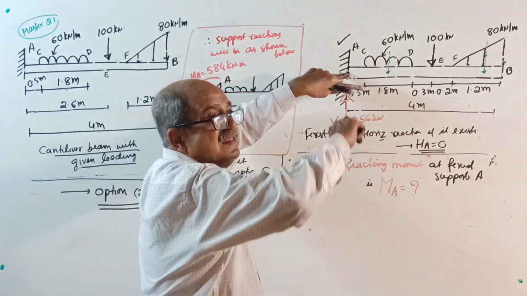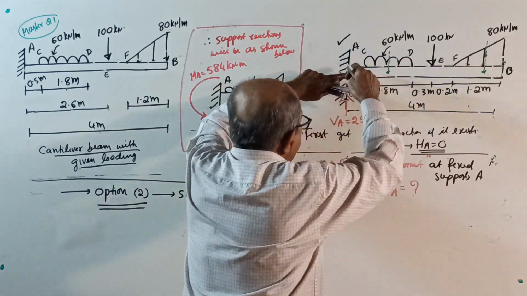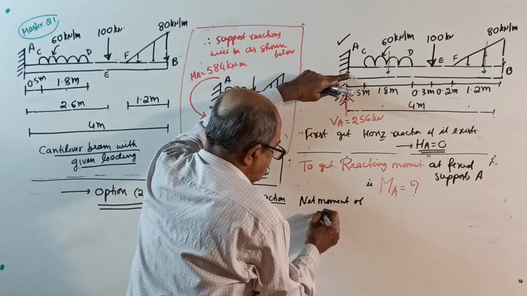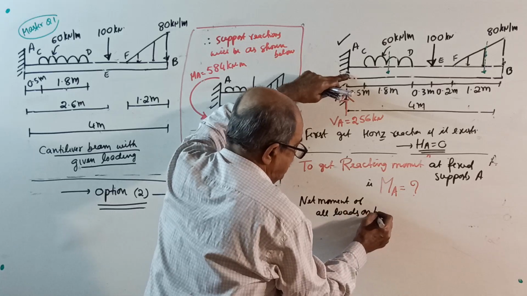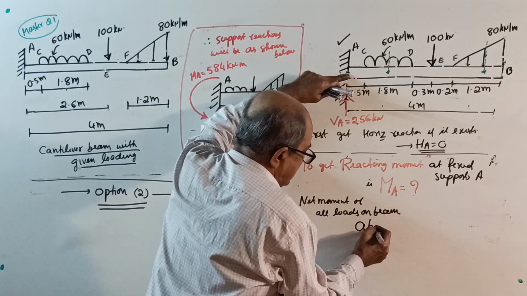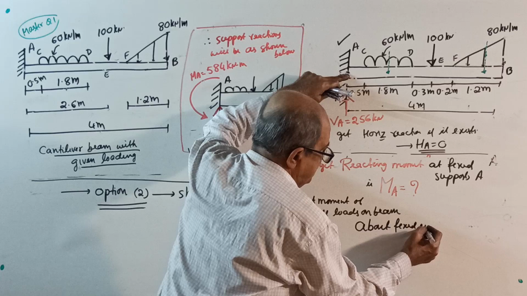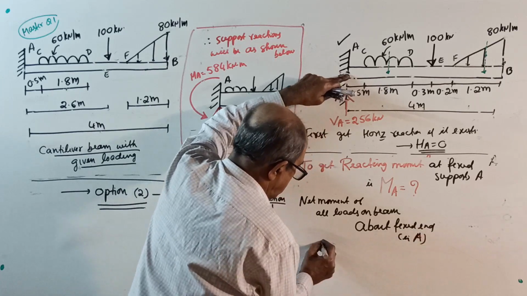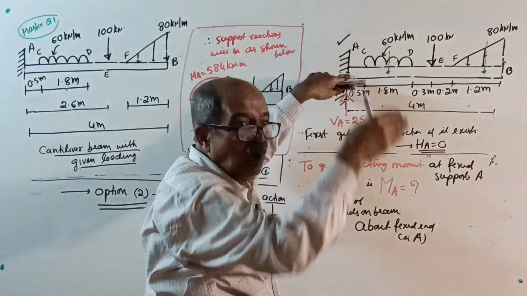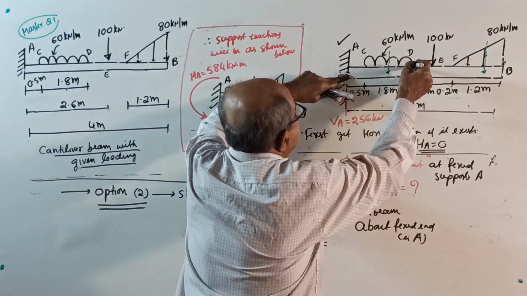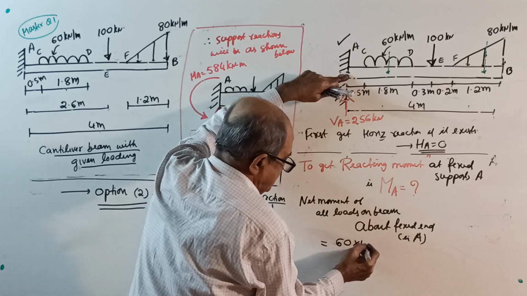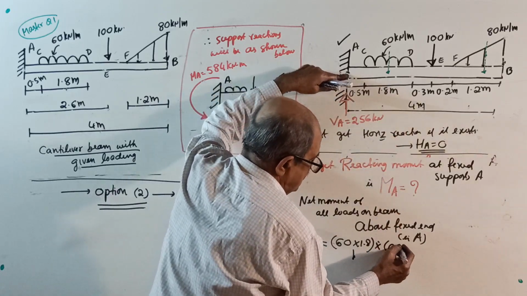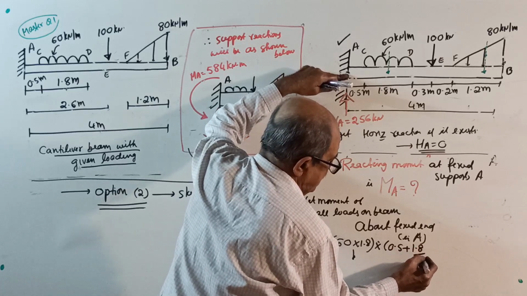Start. Find net moment of all the loads on beam about A, about fixed end, that is A, equal to, see here, moment is load multiplied by distance. 60 into 1.8 is the total load, into 0.5 plus 1.8 divided by 2.